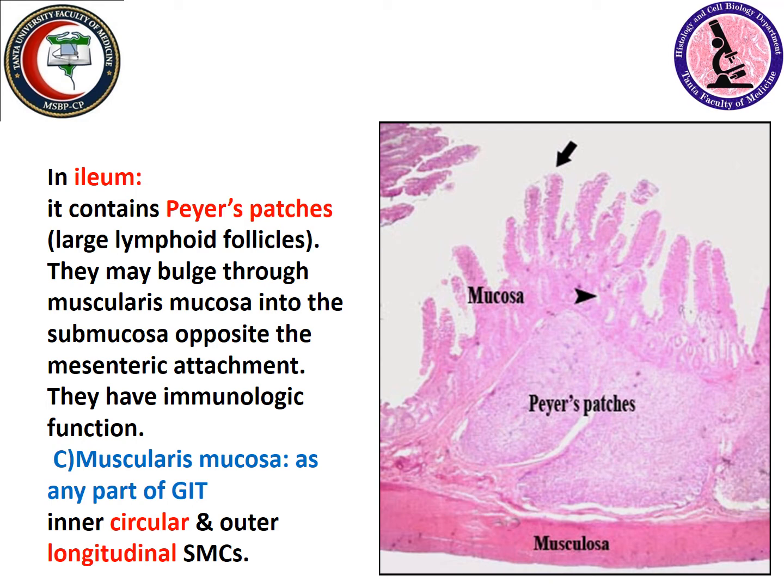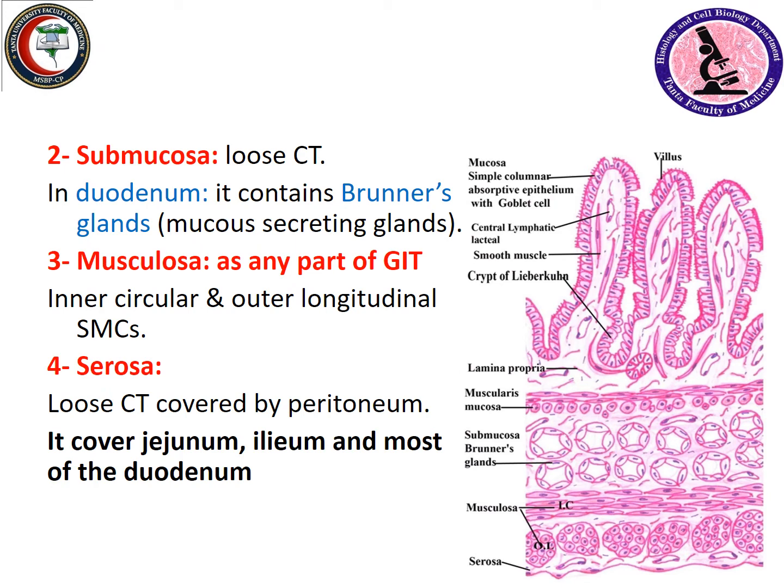The third layer of mucosa, muscularis mucosa, as in any part of the gastrointestinal tract, is formed of 2 layers of smooth muscle cells, the inner one circularly arranged and the outer one longitudinally arranged. Submucosa: it is formed of loose connective tissue. In the region of the duodenum, it contains mucus-secreting glands called Brunner's glands.